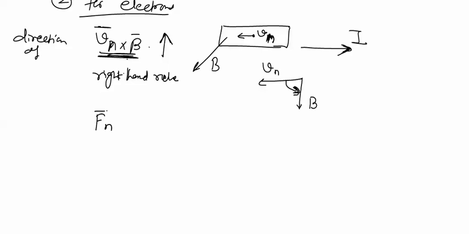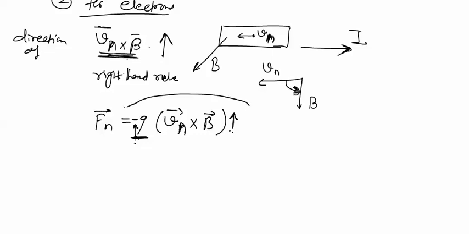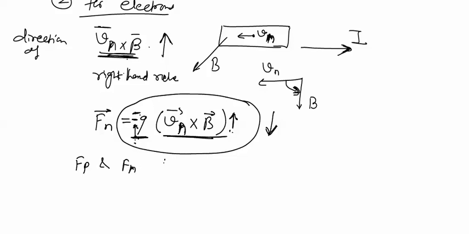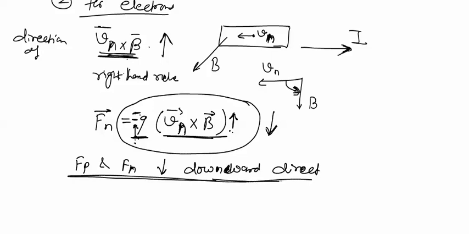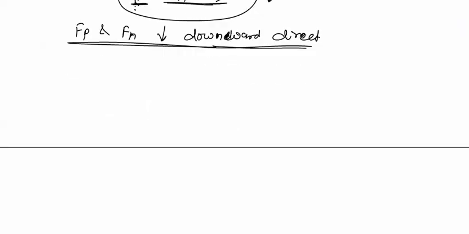Now force acting on electrons is given by Q. Charge is negative for electrons, minus Q into Vn cross B. The direction of Vn cross B is upward, but as electrons are negatively charged carriers, this negative sign will reverse the direction of force, and for the upward direction of Vn cross B and negative sign of electrons, the force again will act in the downward direction. So we can conclude Fp and Fn both have downward direction. So this direction of force will help us to determine the direction of electric field which is induced in the material.